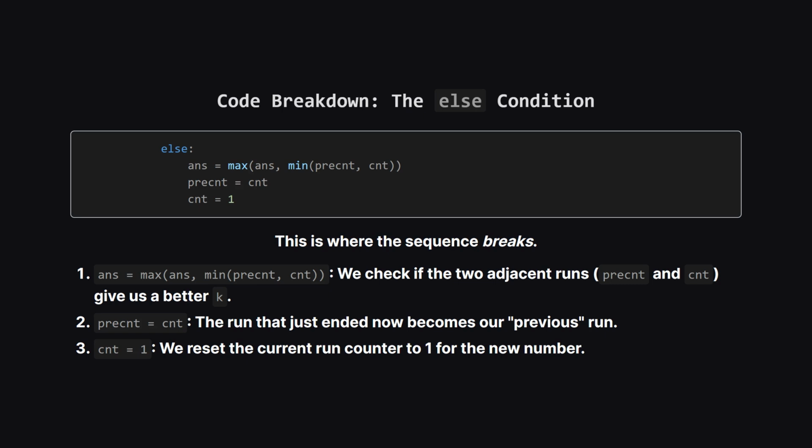First, we check if we can make a better k using the run that just ended, which is our current count, and the one before that, our previous count. We take the smaller of those two lengths and see if it's better than our current best answer. Next, the run we were just counting is now over, so it becomes the new previous count. Finally, the number that broke the sequence starts a brand new run, so we reset our count back to 1.